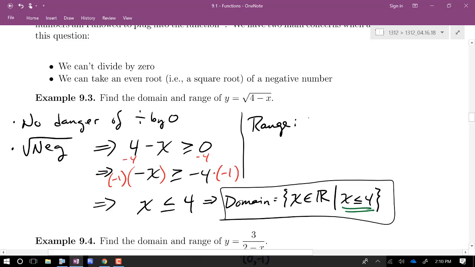This is by design only spitting out positive numbers. So the range is a statement about x's. The domain is a statement about x's. The range is a statement about y's, the outputs. And the range is y is greater than or equal to 0.